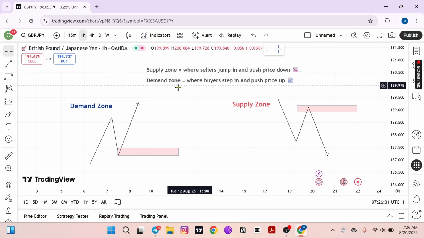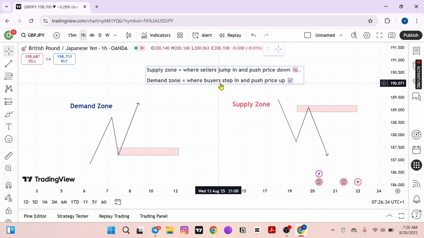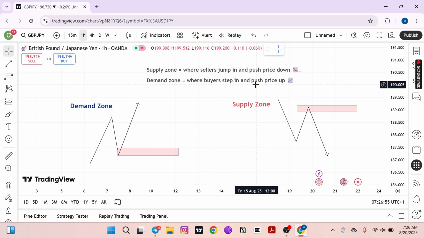Then demand zones are where buyers step in to push price up. These are proven zones where price has already bought before. So buyers are looking forward to buying from there when the market comes to that particular place again. Once price pushes to that demand zone, buyers are likely to enter the market again.